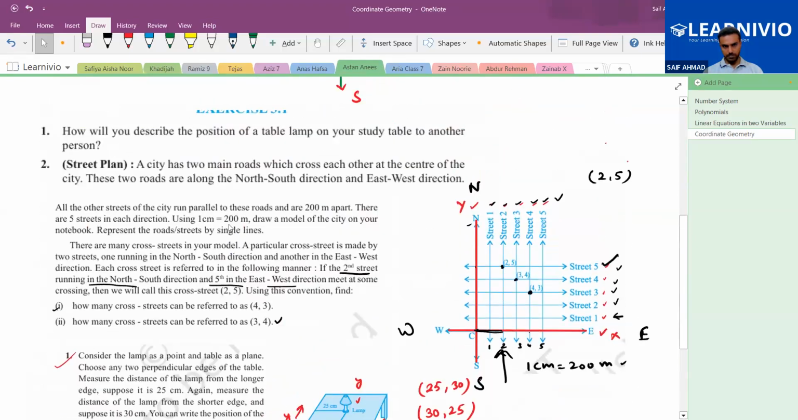This is the question we are doing. The city has two main roads, these red lines marked, and all the five streets are running parallel to each of the axes. When the streets cross each other, these are the coordinates where they cross each other. I'm taking a scale of 1 centimeter equal to 200 meters here.